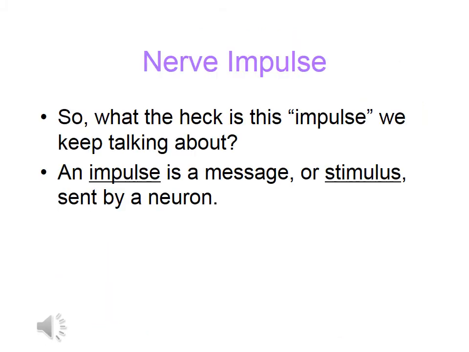So, I've been talking a lot about a nerve impulse. What exactly is a nerve impulse? Why do I keep talking about that? Okay, so time to clarify. An impulse is a message or stimulus sent by a neuron. A stimulus can be anything. It could be a hammer that lands on your finger, or it could be someone doing something funny and your eyes see it and you think it's funny, so that would be the impulse. So it sends a message, it's sent by a neuron. So if the neuron is sending the message, it's basically an impulse.